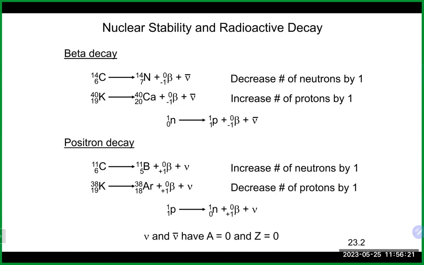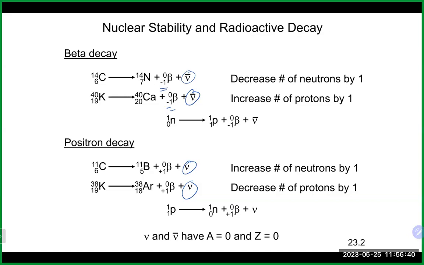So let's take a closer look at some of these decay processes and what's happening. These are our beta decays, and we can see our beta symbols here. We're not going to worry about these guys, which are neutrinos. They're not going to factor too much into what we're going to talk about here, so you don't have to worry about those.